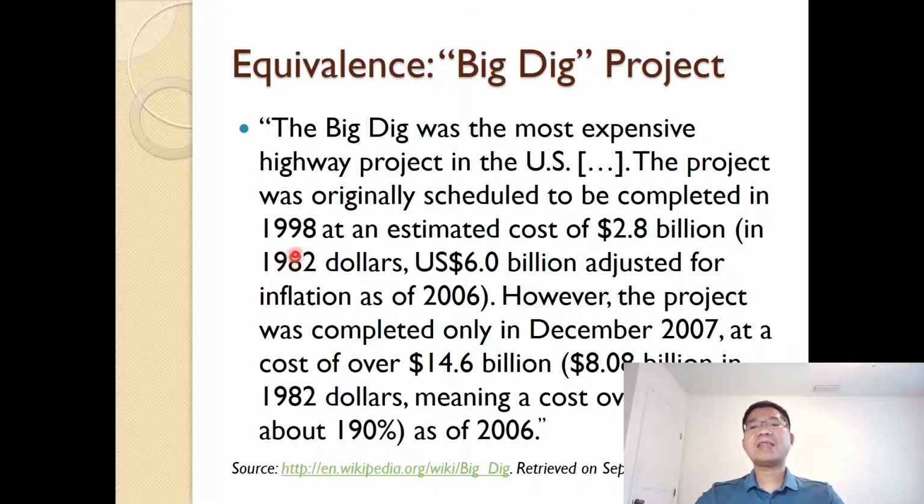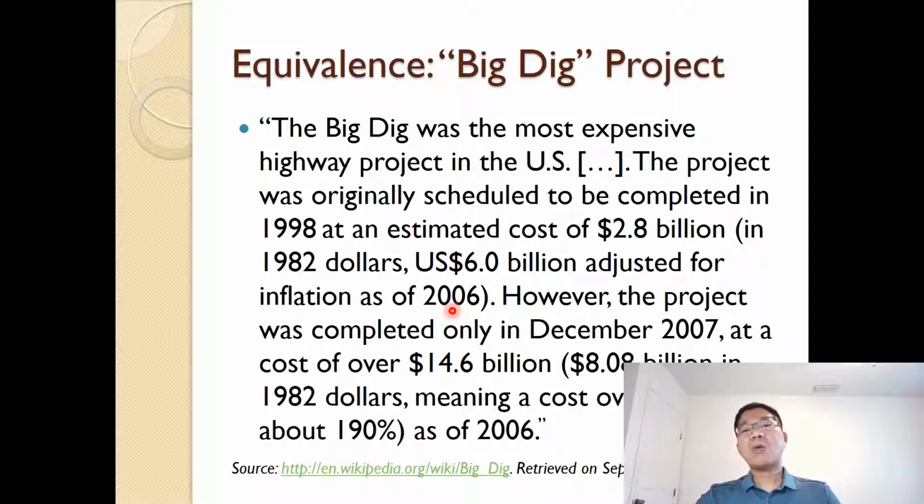and that 2.8 billion in 1982 dollars is equivalent to 6 billion adjusted for inflation as of 2006. So the project spanned from 1982 to 1998, which is 16 years. The original estimate cost is 2.8 billion in 1982 dollars, or equivalently 6 billion in 2006. So you can see the different amounts of money, 2.8 billion and 6 billion, are equal in economic value, in this case 24 years apart, 1982 and 2006.